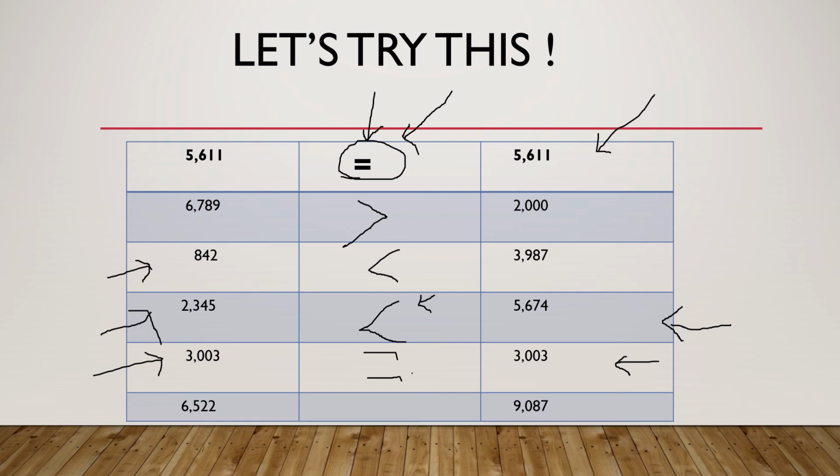Now let's move on to the last number, which is 6522. And over here on the right hand side, we have 9087. So clearly, which number is smaller? Yes, 6522. And which number is greater? Correct, 9087. So how do we show this? This is the sign we use. Alligator has opened his mouth towards the bigger number, as you can see. So 6522 is lesser than 9087.